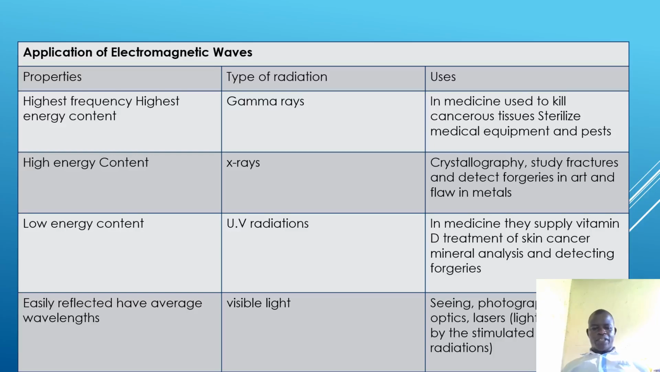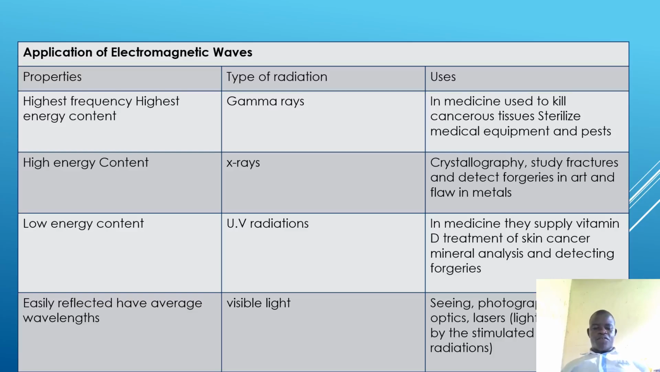When we come to X-rays, which also have high energy content, they are used in crystallography. They are also used to study fractures and detect forgeries in art and flaws in metals. Then the lower energy waves like UV radiation are still used in medicine to supply vitamin D, treatment of cancer, mineral analysis, and detecting forgeries.